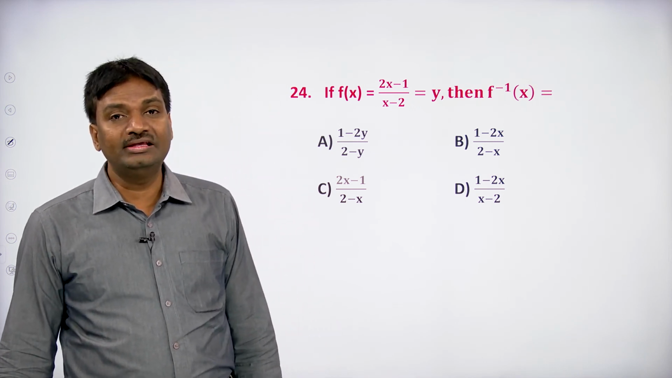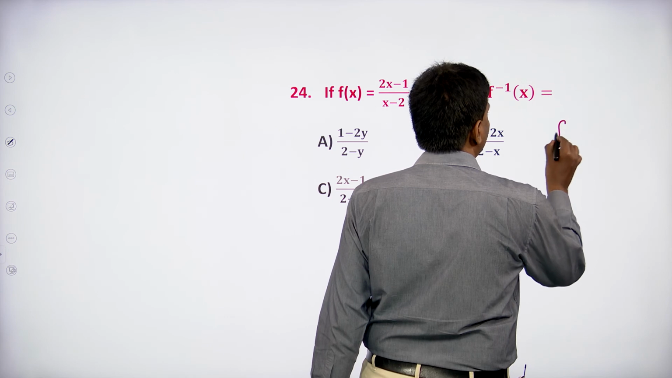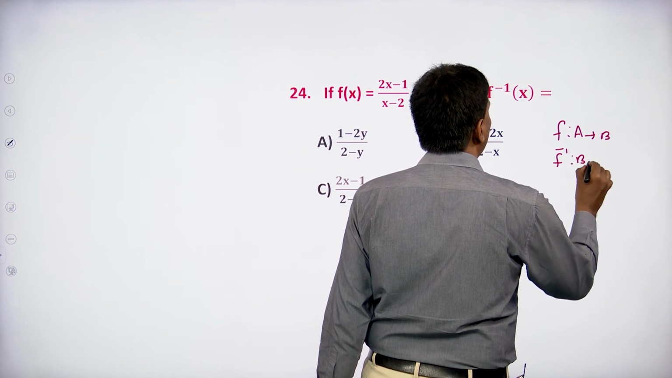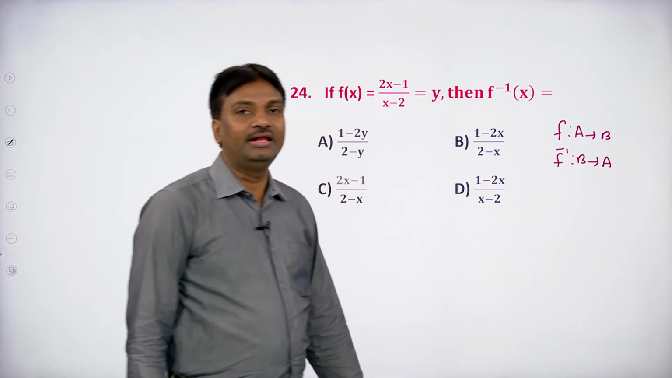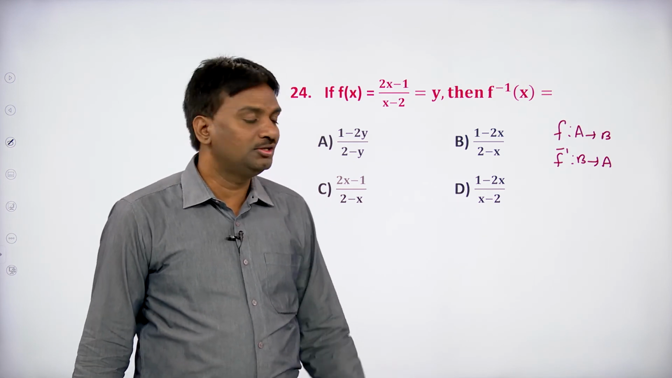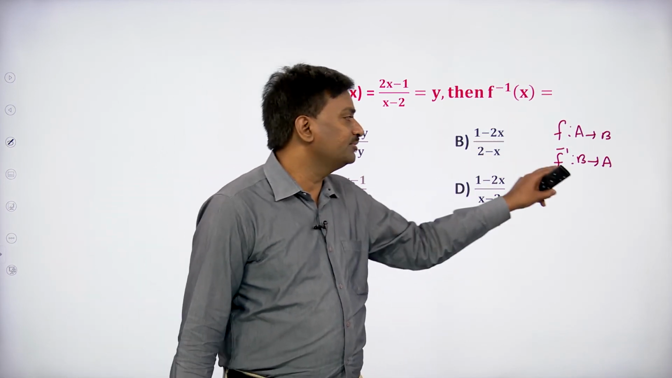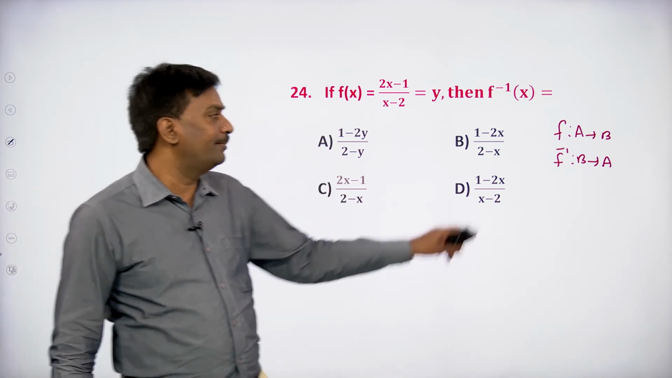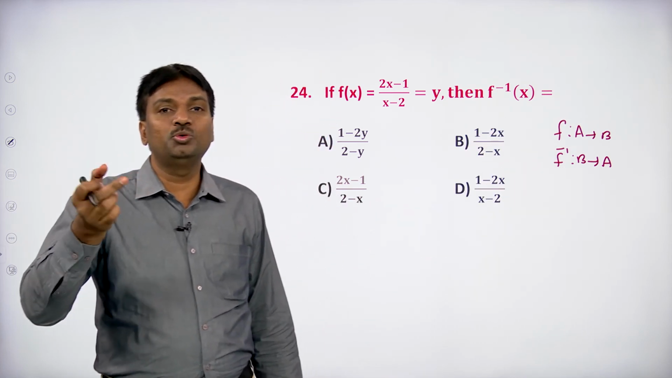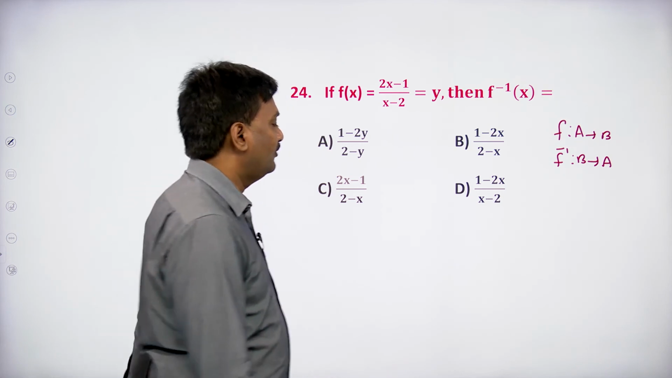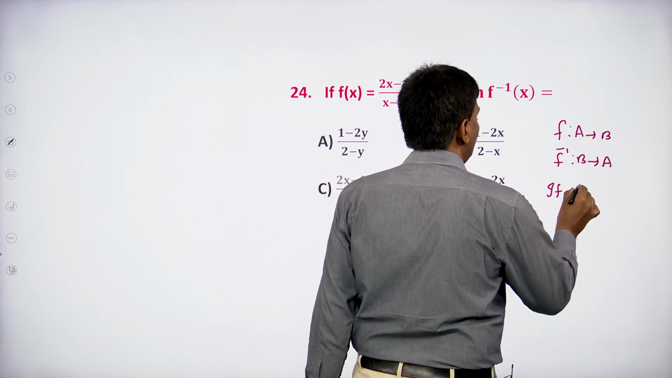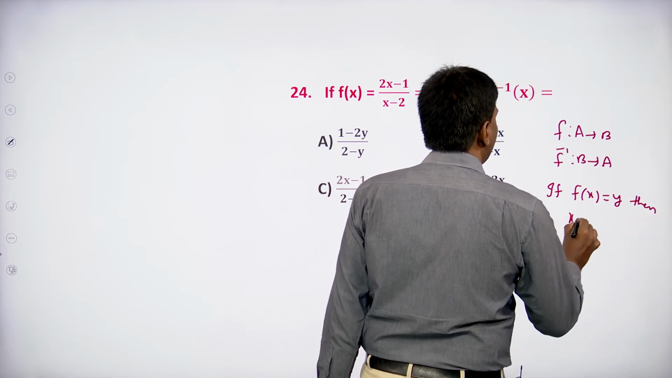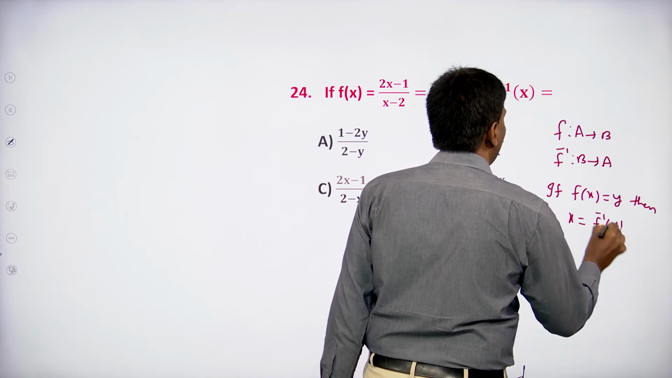If f maps A to B is a bijection, then f inverse maps B to A is called the inverse function of f. If f maps A to B is a bijection, then f inverse maps B to A is also a bijection. So suppose that f of x equal to y, then x equal to f inverse of y.